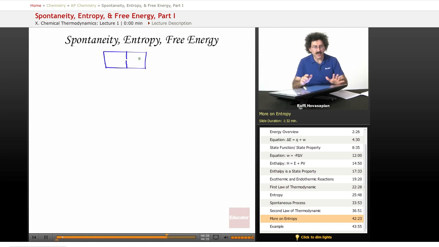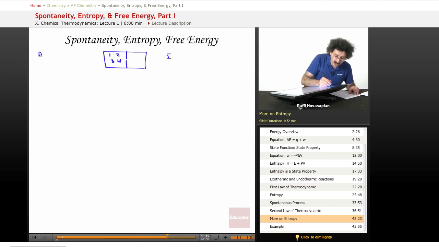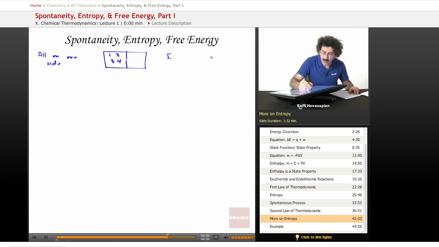Okay, so how many different ways are there to arrange it where all 4 items are on one side? Well, basically 1, 2, 3, and 4, right? There's only one way. So we'll just call this arrangement 1. Okay, all on one side. There's one way.